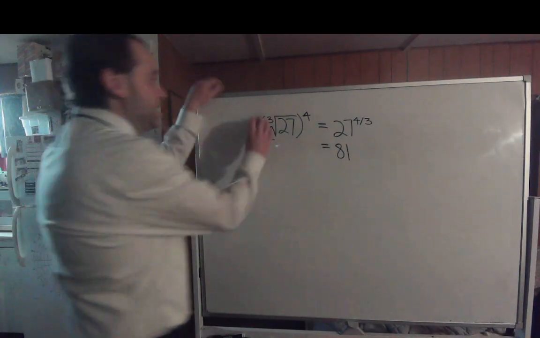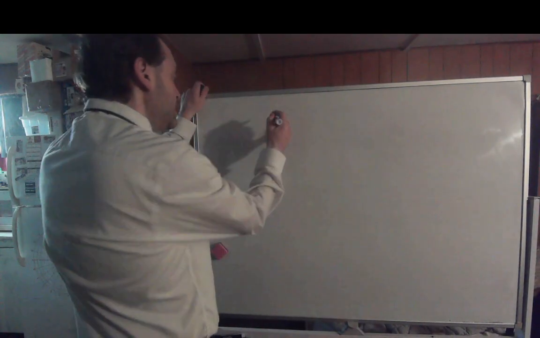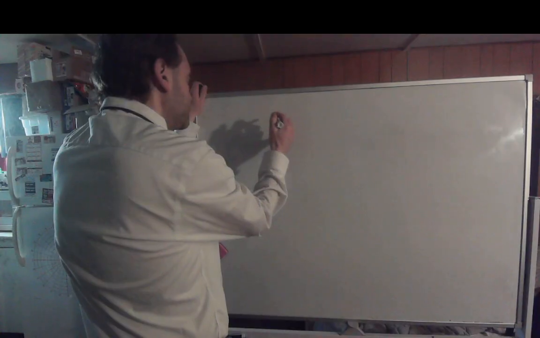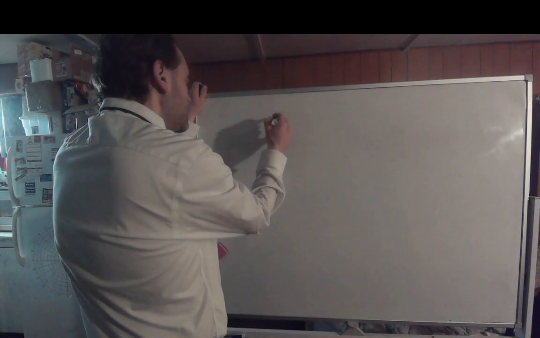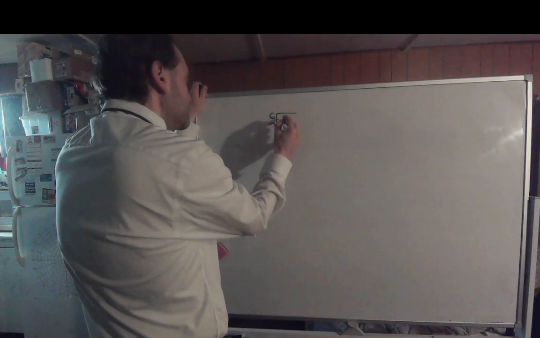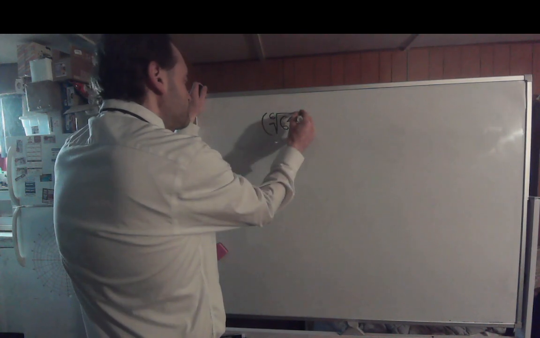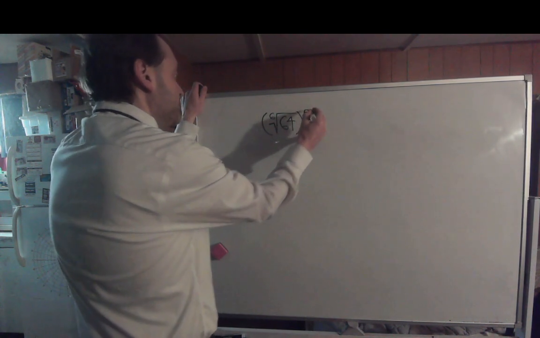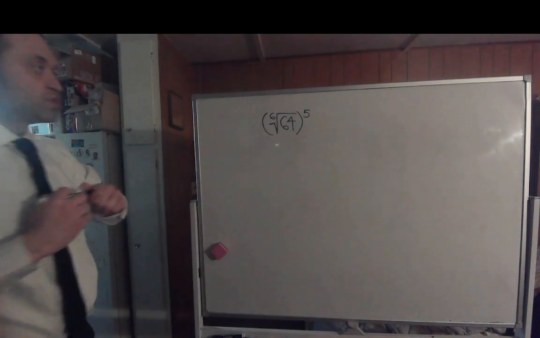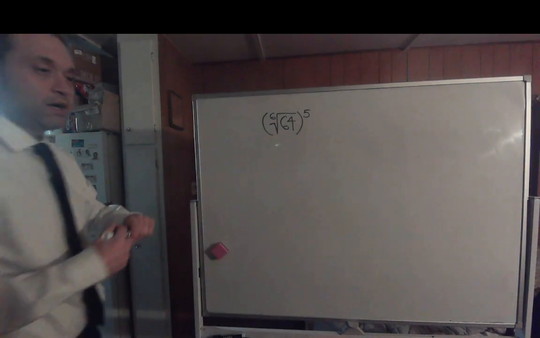So let's see here. Let's say one more. I'm going to take the 6th root of 64 and I'm going to raise that to the 5th power. So I'm going to take the 6th root of 64 and raise that to the 5th power.